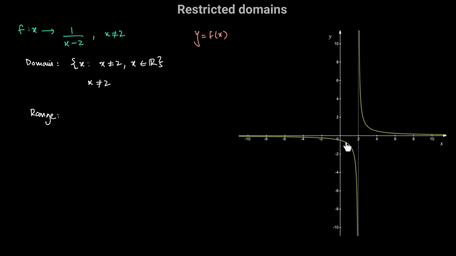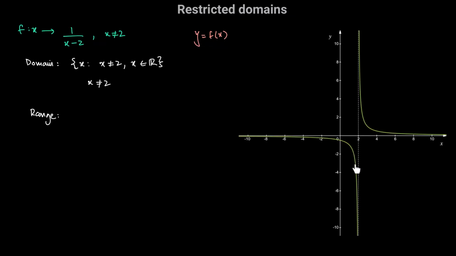Similarly, if we go to the left of x is equal to 2, what we see is if x is only slightly smaller than 2, so for example, it's something like 1.9999, then what we're doing is we're dividing 1 by negative 0.0001. So we're going to get a very large negative value.